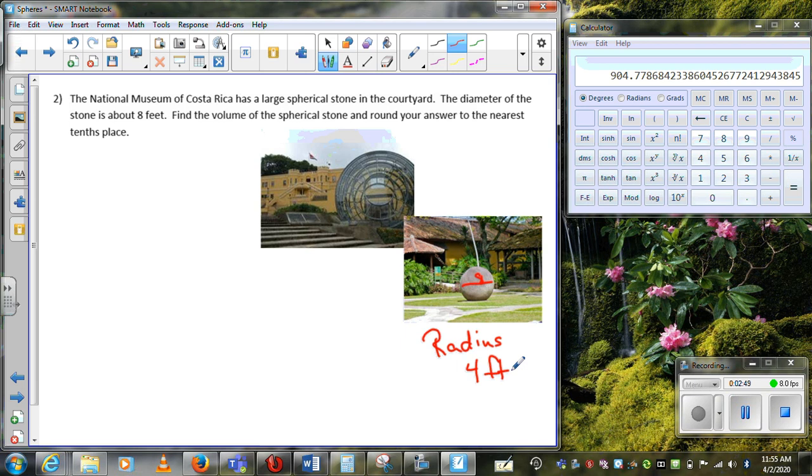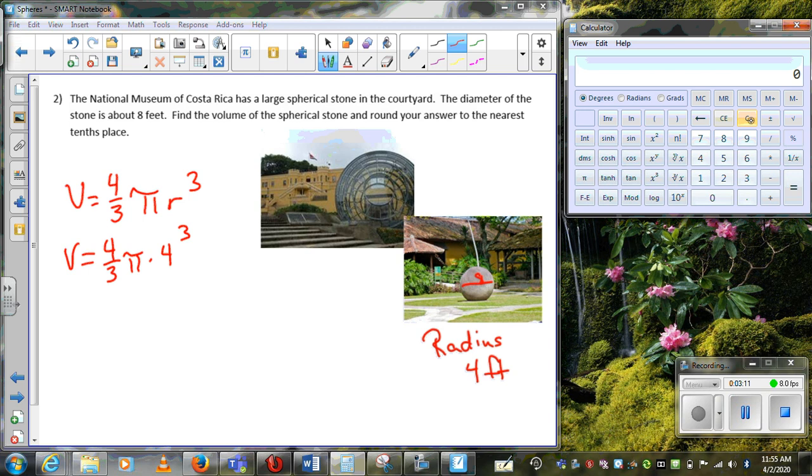Okay, we want to find the volume of the spherical stone, and we want to round to the nearest tens place. So here we go. 4/3 pi r cubed. So that's going to be 4/3 pi times, now our radius is 4 to the third power. So again, I'm going to come over here to my calculator. Let me clear this. And I'm going to do 4 divided by 3, and I'll hit enter. That should give me 1.3. And I'm just going to multiply it by the rest. So times pi times, now here we go.